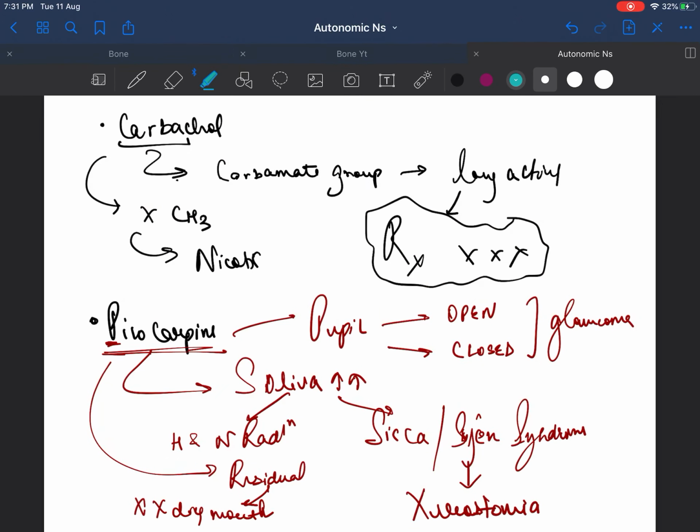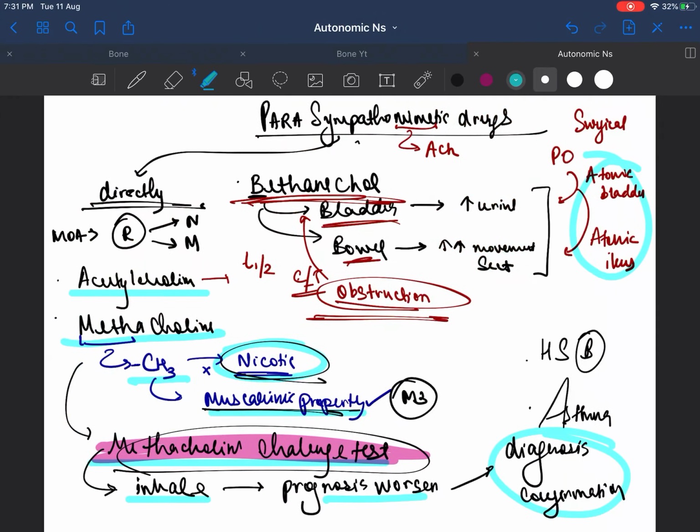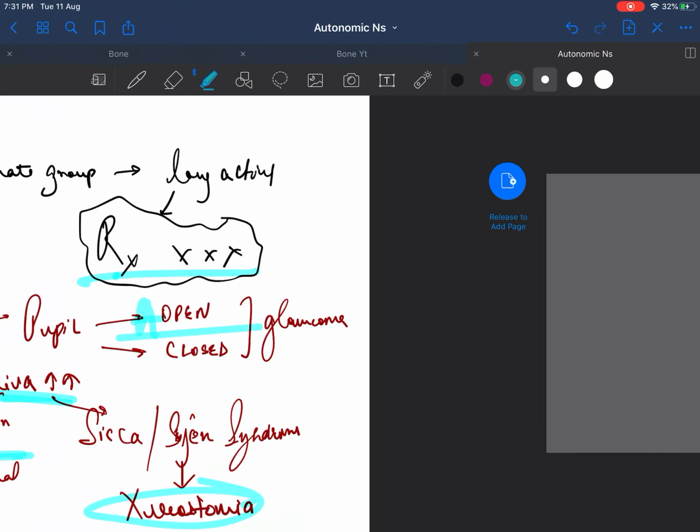Carbachol has no therapeutic value. Pilocarpine is very much therapeutic, an excellent drug for open angle glaucoma and closed angle glaucoma, both of them, including acute cases of open angle glaucoma, and for increasing saliva or actually reversing xerostomia in Sicca syndrome or due to head and neck radiation. So we have completed all the direct drugs. Now coming to indirect drugs.